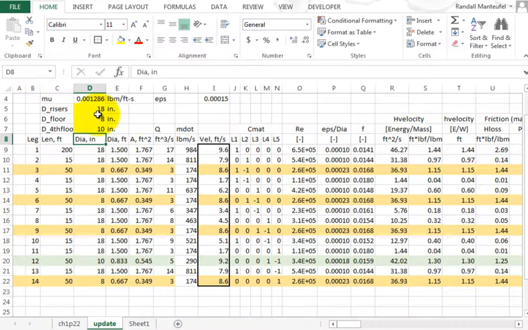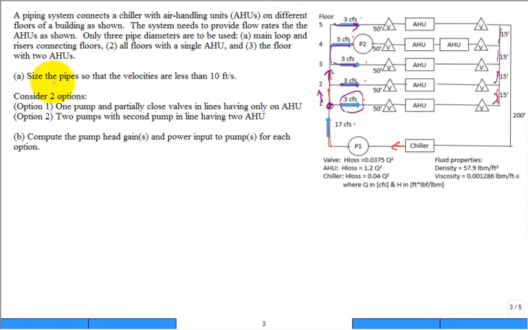So there's the diameters. That's the first part. I guess we should go back and read the rest of the problem. Now consider two options. One pump and partially closing the valves that are in the lines that have only one air handling unit.